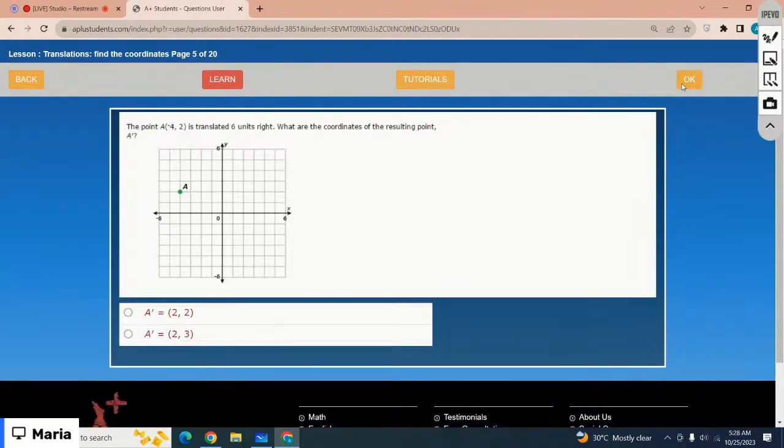Okay, the point A negative 4, 2 is translated 6 units right. What are the coordinates of the resulting point? 6 units right. So the correct option is, 6 units right. That would be 2, 2. Option number 1 is the correct option.